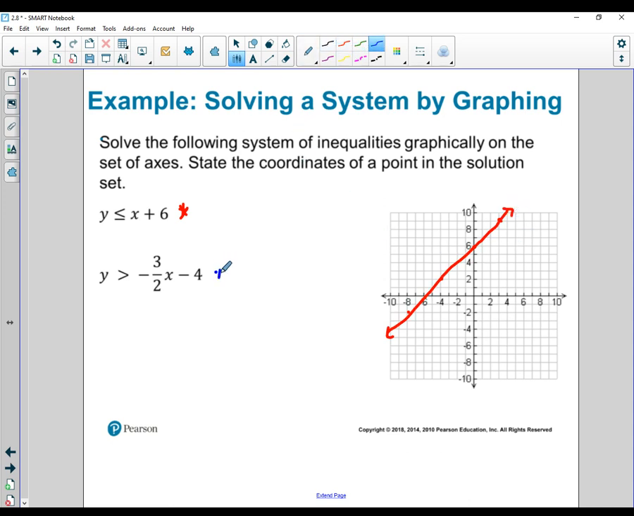Now we can do this one. Our y-intercept is at -4, and then we have a slope of -3/2. Remember, rise over run for our slope. So at this point, I'm going to go up 1, 2, 3, but now I'm going to go to the left 2 because we have a negative slope, and I want to be going downhill from left to right. So up 3 over 2, and then this line is dotted because it's just greater than.